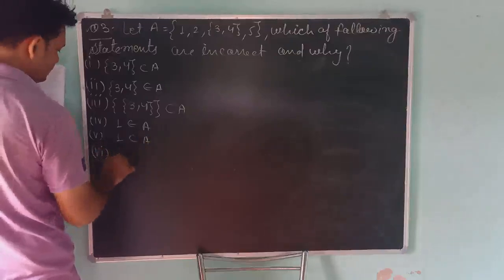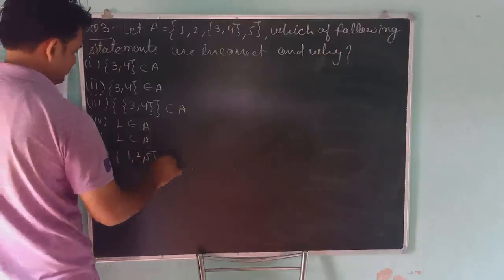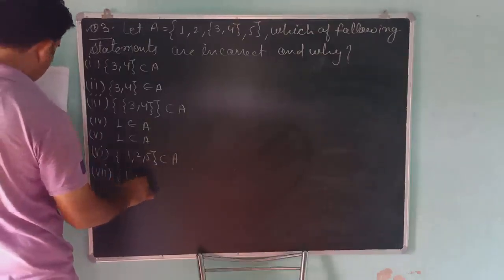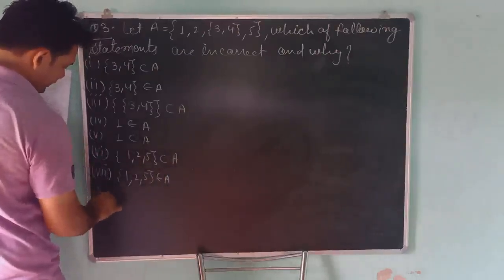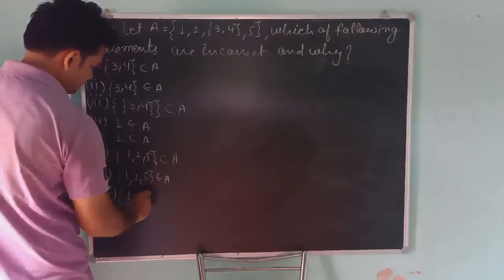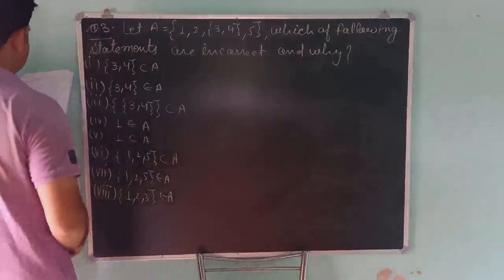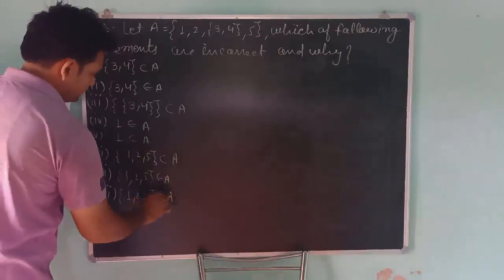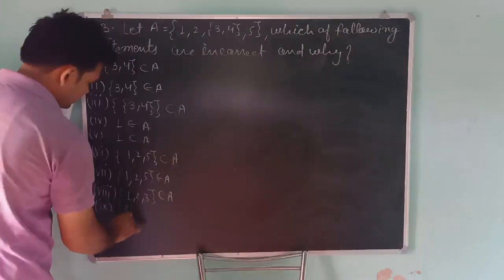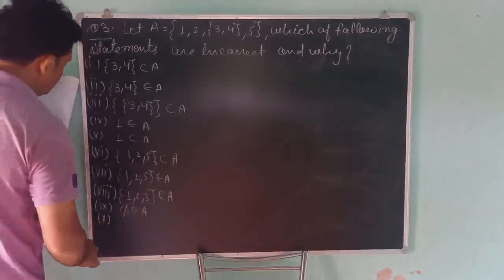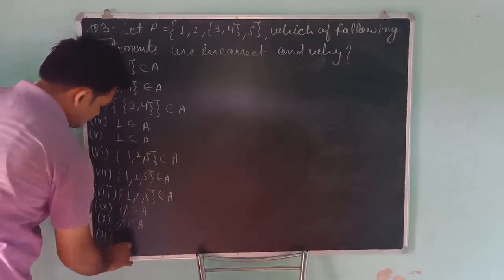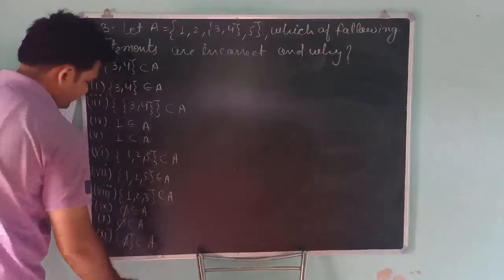And sixth question, {1, 2, 3, 4, 5} is a subset of A. According to the seventh question, {1, 2, 3, 4, 5} belongs to A. According to the eighth question, students, {1, 2, 3} belongs to A. Sorry, this is a subset of A. Ninth question, 5 belongs to A. Tenth question, {5} is a subset of A. Eleventh question, {5} is a subset of A.